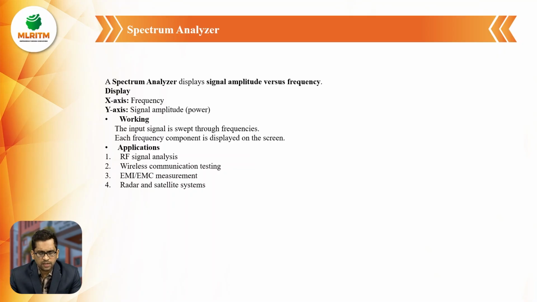So what is the general working principle of spectrum analyzers? The main working principle is that the input signal is swept through frequencies. Swept means the signal will be changed over some particular frequency range. Each frequency component is displayed on the screen, and corresponding to that frequency component, its amplitude will be displayed on the screen.